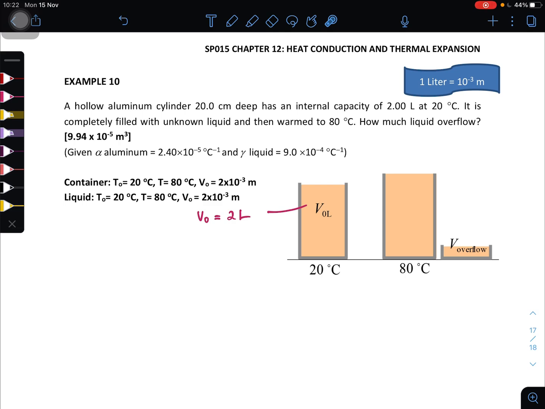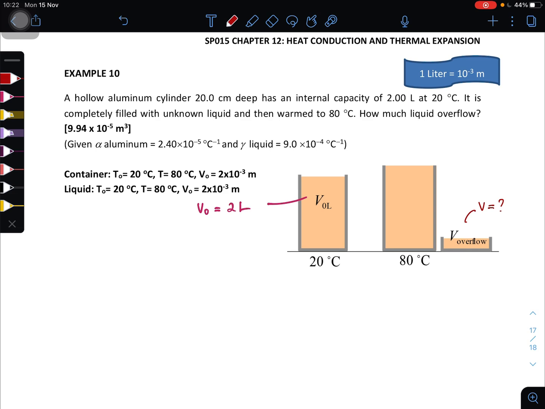And then what happened is the container, the aluminium, is heated to 80 degrees Celsius. So dia dipanaskan kepada 80 degrees Celsius. And then what happened, because the liquid and the aluminium will expand, so it causes the overflow of the liquid. So there's an overflow here. This overflow is what we want to find out. What is the volume for the overflow?